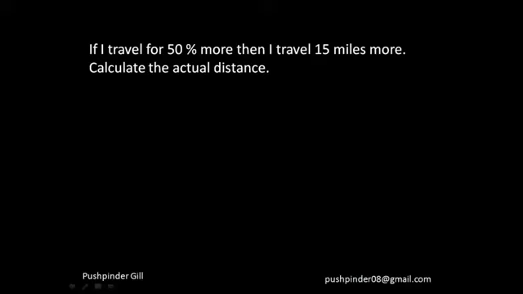So if I travel for 50% more, then I travel 15 miles more, calculate the actual distance. So now over here in this question, time is constant. I'm traveling for the same time, right? The distance is changing, the speed is changing, so the time is constant. So I'm traveling 50% more. Let's suppose I travel d miles at the speed of s miles per hour. Fine. So this is my assumption. So if I travel for 50% more, 50% more means now I will travel 3 by 2d.